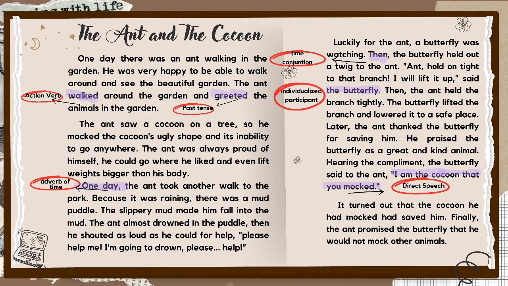Okay guys, let's take a look at this example. In the story about the ant and the cocoon, we can see the word walked as an action verb, graded as past tense, one day as adverb of time, then as time conjunction, the butterfly as individualized participant, and "I'm the cocoon that you mocked" as direct speech.